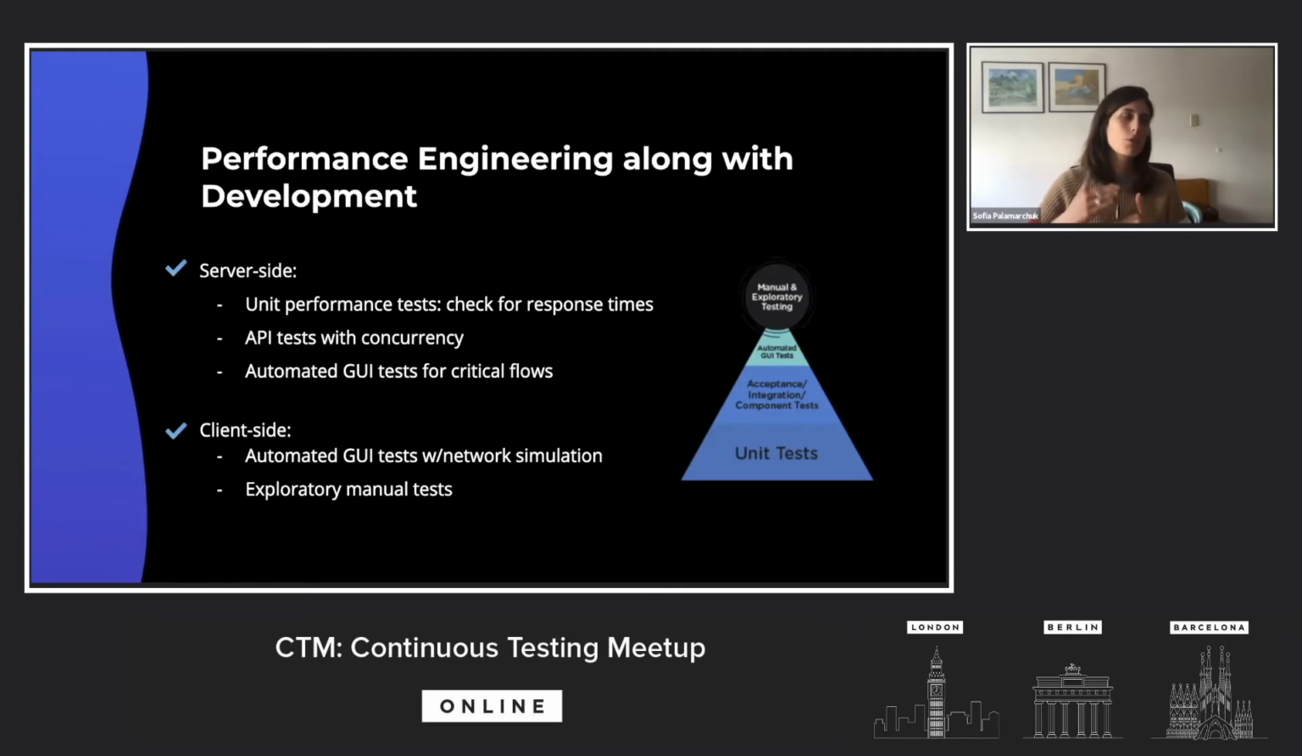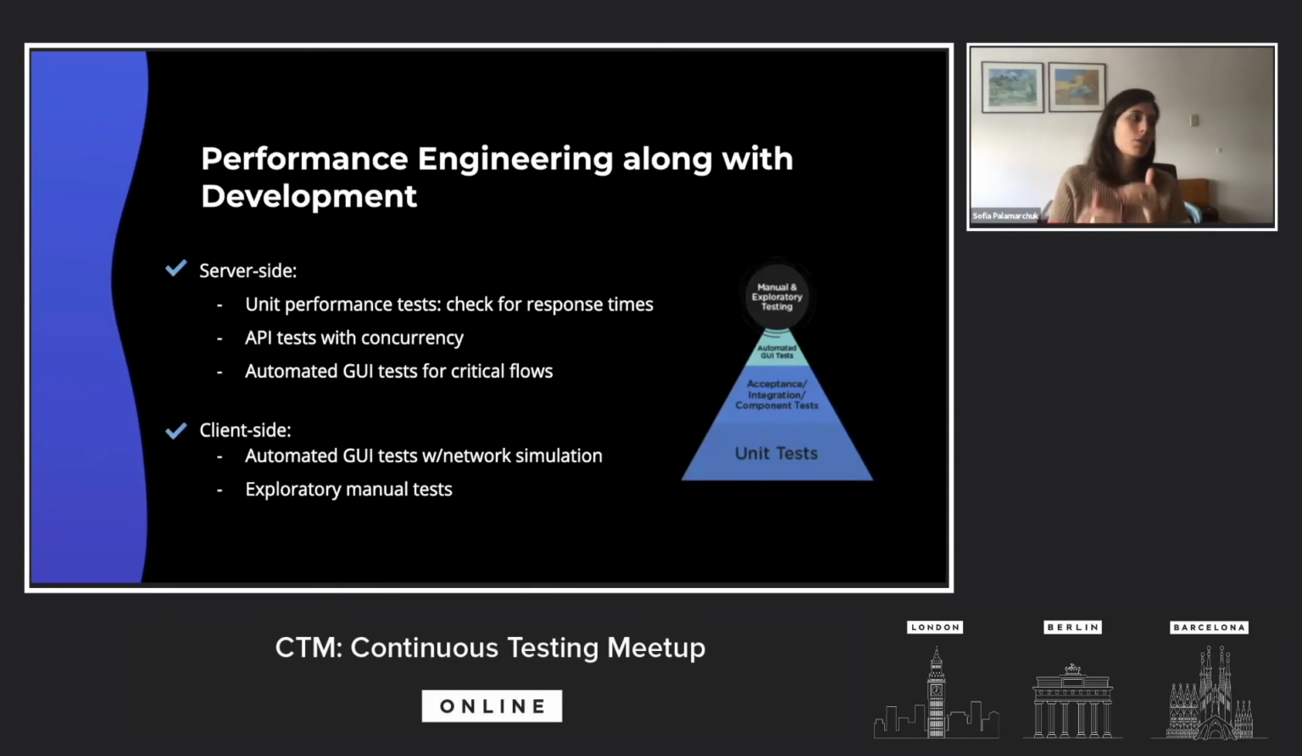Then, if we go one level up in the pyramid, we have API tests. We can have API tests executing against our code or our services, and we can consider some concurrency there. Let's say I have 3 APIs that my app uses. I can think about running 50 concurrent users for each API and checking what the response times are. These tests are also easier to maintain, and quicker to run than the typical load test.